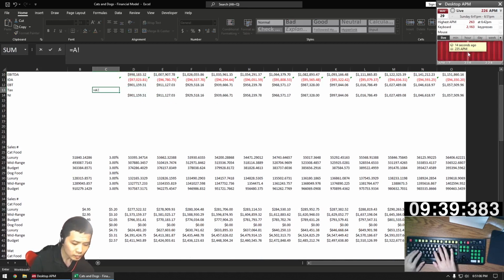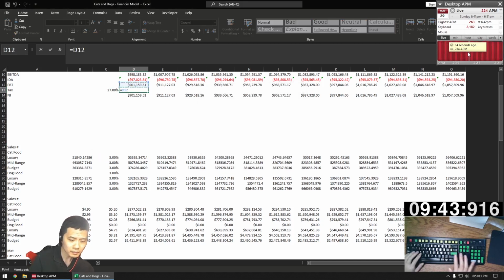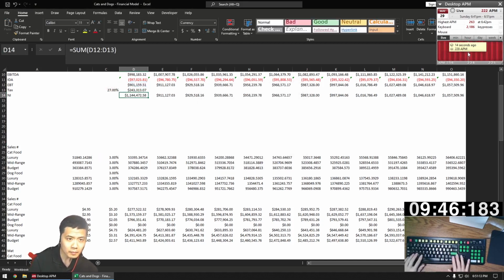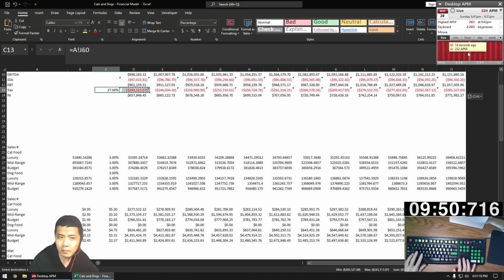We've done all of this already. We're just bringing that up to the top. Now we're just going to take out the tax. We've got our EBT. We'll take out the tax to get our net income. This is going to be a tax rate of 27% given to us by the case.